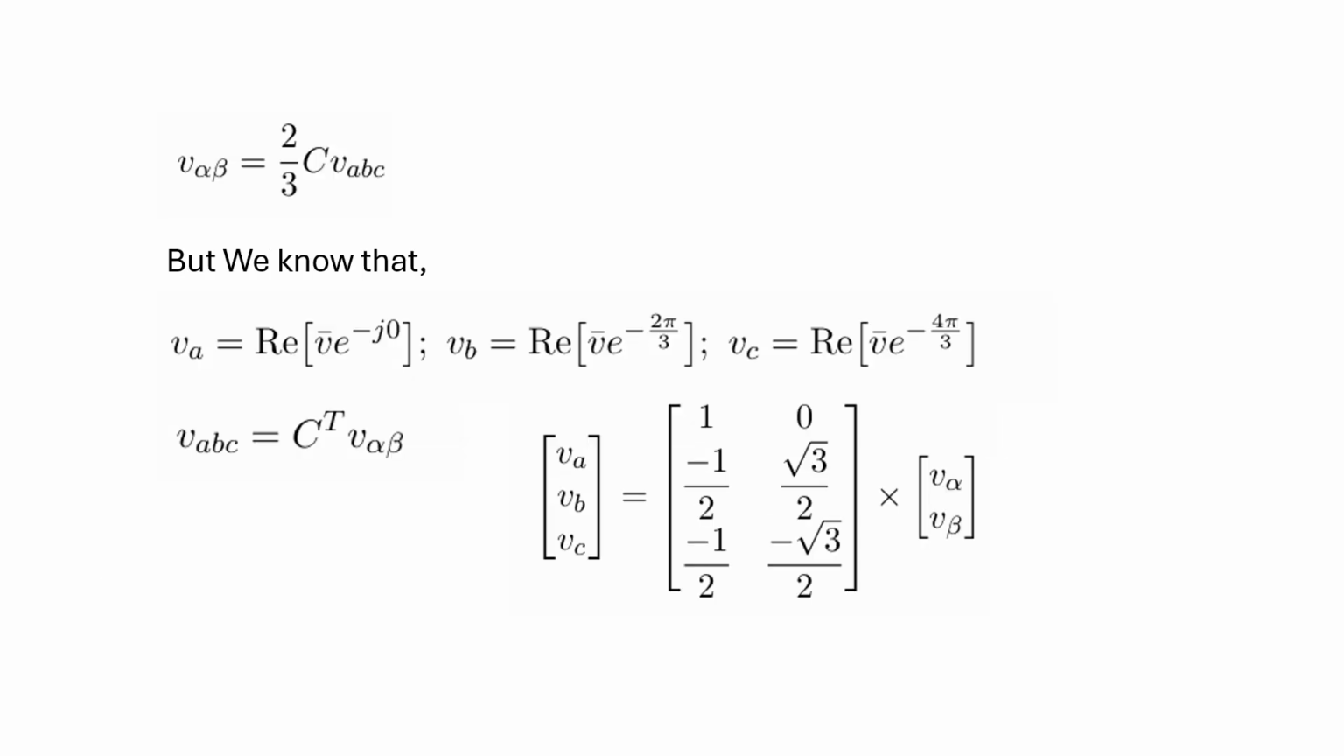So V alpha beta equals 2/3 of C times VABC, where this C represents the matrix we have seen earlier. If you transpose that C, we get this one. That is, we are transposing the rows and columns. We can get C transpose to get back the VABC from V alpha beta.